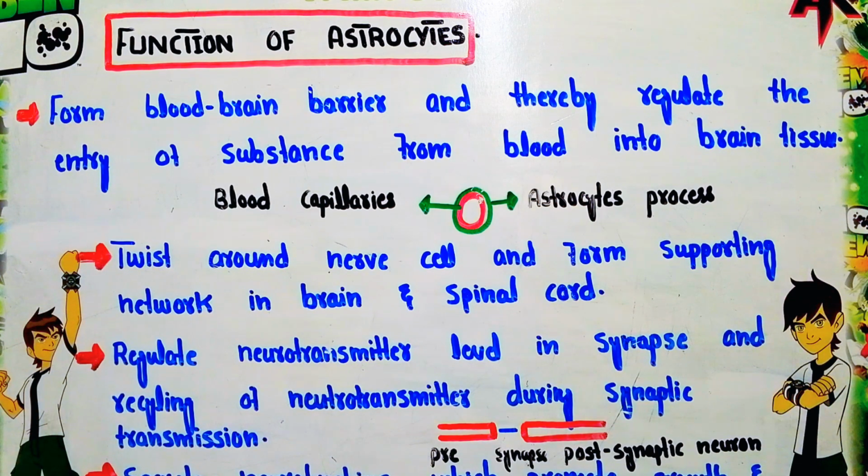Now the third function is to regulate neurotransmitter level at the synapse and the recycling of neurotransmitter during synaptic transmission. Now what does this sentence mean? Look at this structure. This is the axon of the neuron. As we know, the neurons in the nervous system are not directly connected with each other, so the space that exists between the two neurons is called a synaptic cleft. The place between two neurons is called a synaptic cleft.